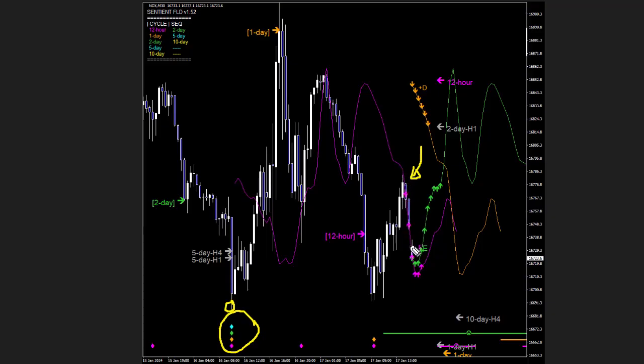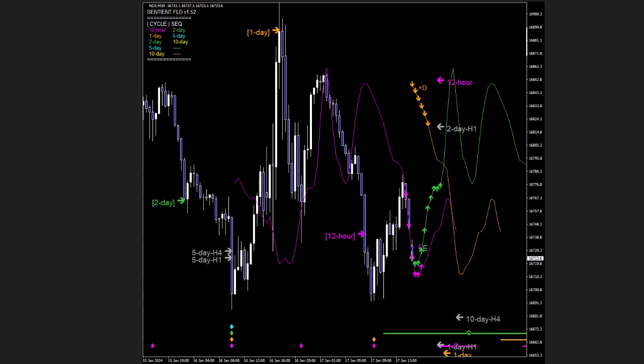This is the 12-hour cycle FLD. And it has found clear resistance. It is moving down from there. That is not what we would expect if the 5-day cycle trough is indeed lying behind us. And so we do not yet have absolute clarity.